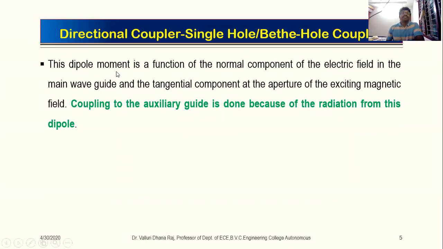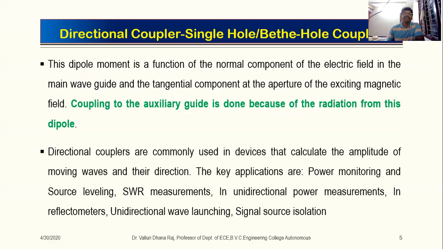The direction in which the energy is flowing is very similar to a two-hole directional coupler. Here the coupling of the auxiliary waveguide is done because of the radiation from the main dipole. As I said, the hole made in the common wall of the two waveguides will radiate, that is, the energy will be radiated into the secondary waveguide.